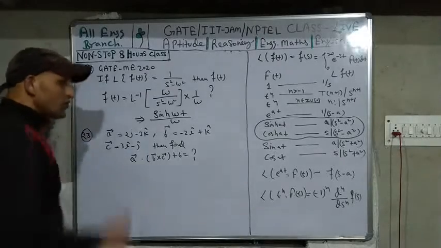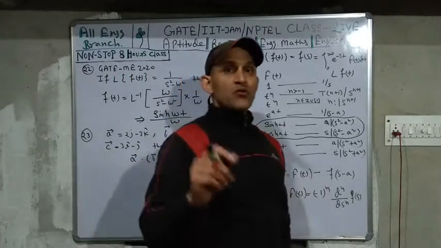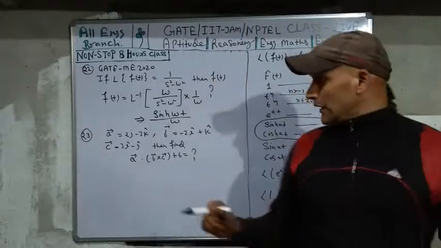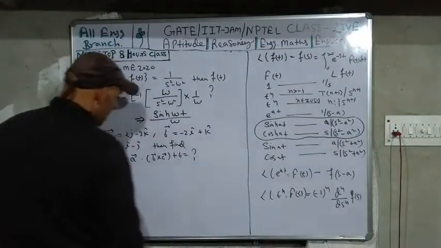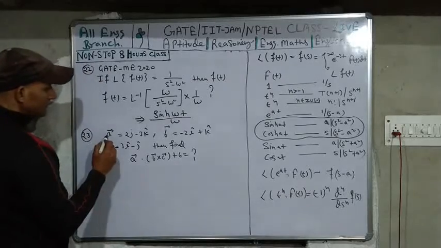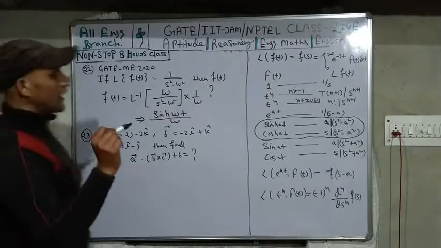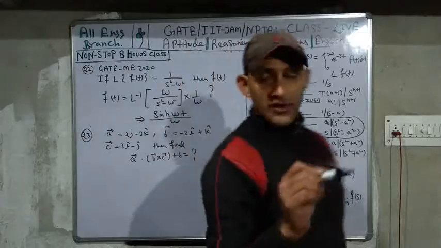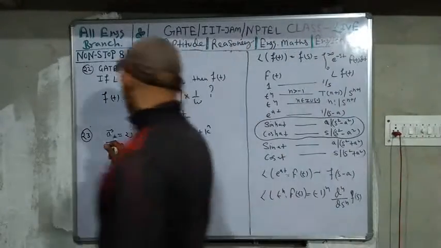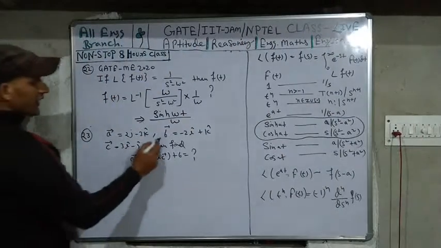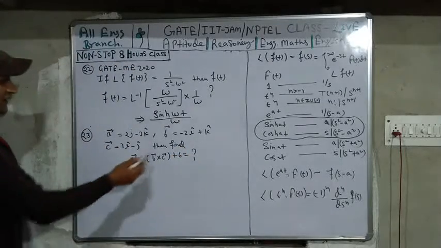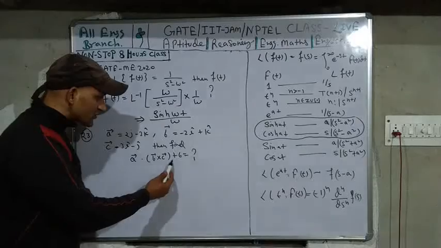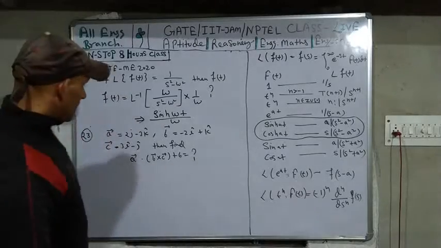Now the second question: we will discuss the vector, the dot product and cross product. We have already discussed it. In this question they have given, this also came in ME 2020, a is equal to 2j minus 3k, b is equal to minus 2i plus k, and c is equal to 3i minus j. Then he is asking a dot b cross c plus 6 is equal to what.